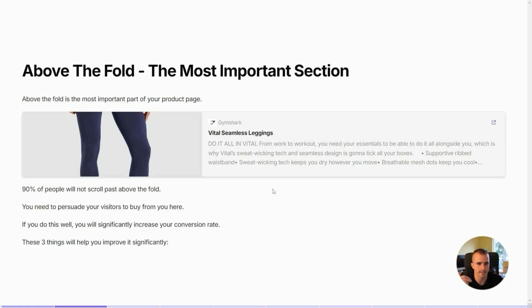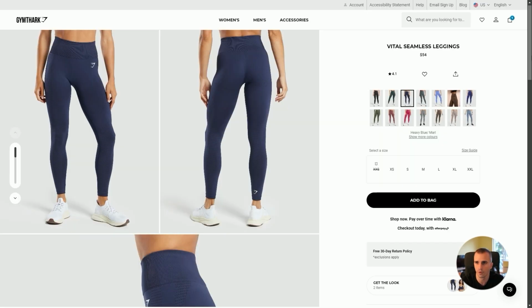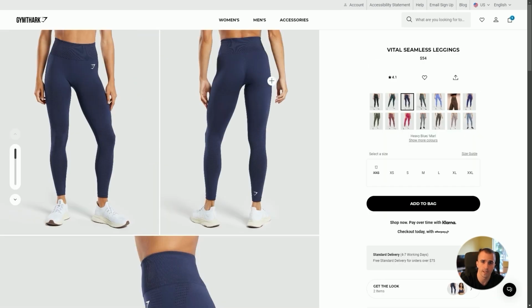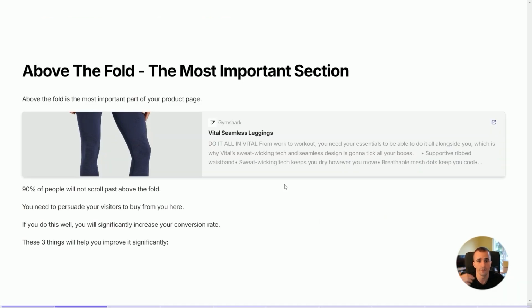One of the stats is that over 90% of people on your product page don't scroll past the above the fold section, which is the below the fold. So 90% of people will not see all these things, and this is why above the fold is the most important part of your product page. So let's cover the 3 things that you need to have in the above the fold section if you want a high conversion rate.